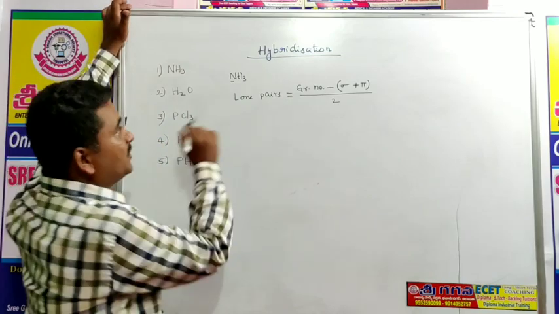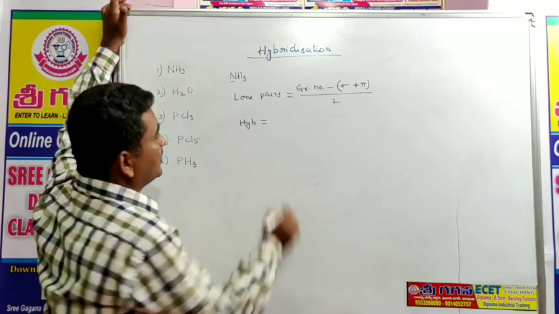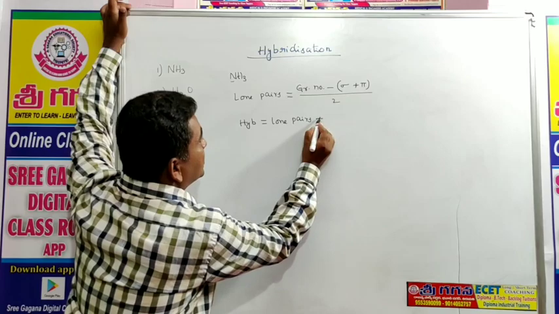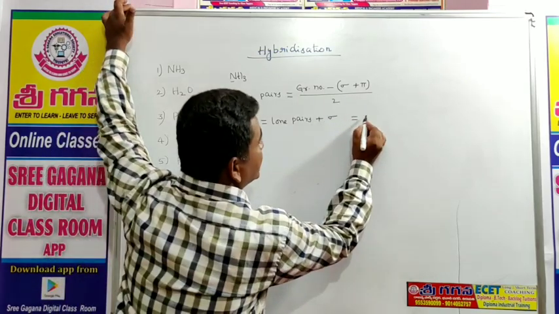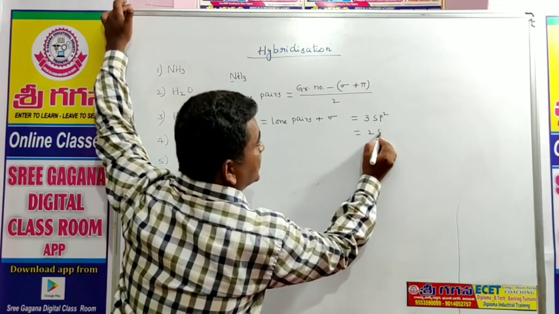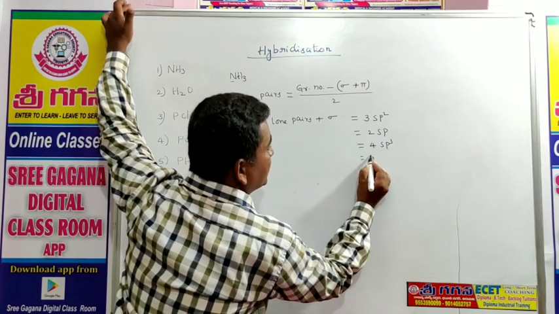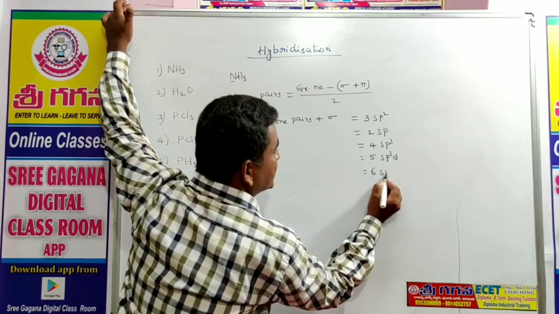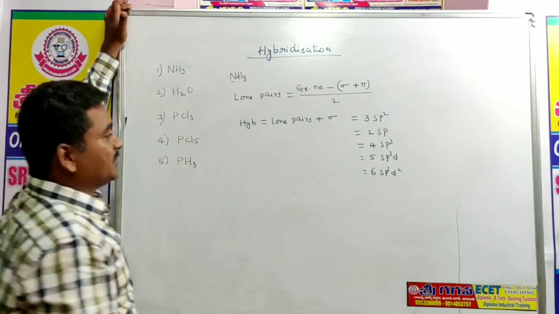After finding the lone pairs of electrons, we can find hybridization from this formula. Hybridization is equal to the number of lone pairs of electrons plus the number of sigma bonds. If we get 3, it is sp2. If we get 2, it is sp. If we get 4, this is sp3. If we get 5, sp3d. If we get 6, sp3d2. Likewise, you can find the hybridization.